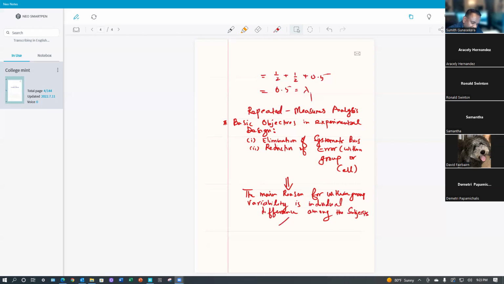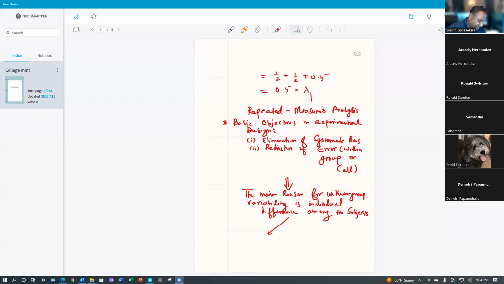So how are you going to get the within group error? Error is due to the individual differences among the subjects. If there are no differences among the subjects, then there's no within group error. But due to the fact that there are differences among the subjects, we're going to have some variability within the group readings or in their data.